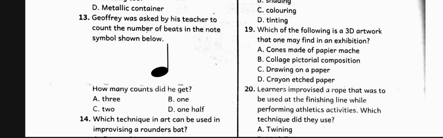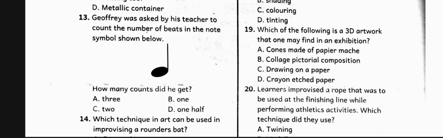Number 18, the technique in art which involves making color darker by adding black pigment to the colors is known as shading. Then number 19, which of the following is a 3D artwork that one may find in an exhibition? Drawing on paper, no. Cones made of papier mache. Collage pictorial, no. Crayon etched paper, no. So the correct answer is cones made of papier mache.